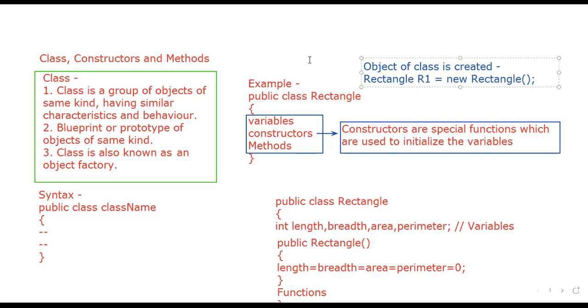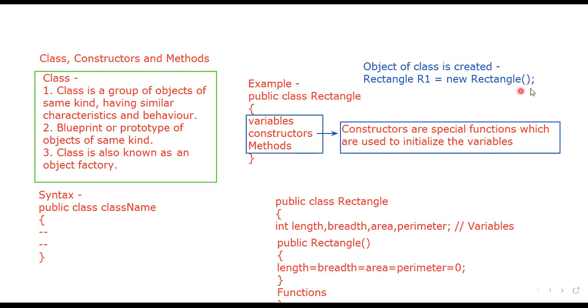So here, what happens when you say Rectangle R1 is equal to new Rectangle? This R1 is an object. Rectangle is a class. So this is a class, this is an object. Whenever you are creating an object, it is a new creation. Got it? Yes, ma'am. You have created a new object of the class.